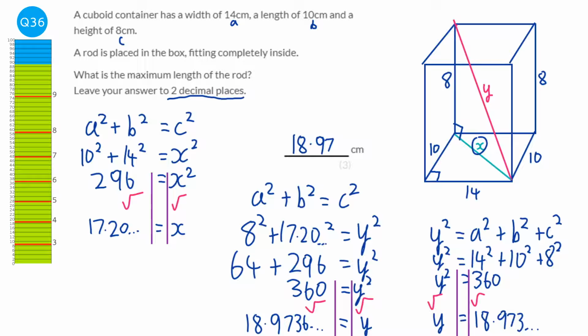So there's two different ways of doing that. Obviously this way is a lot quicker, but you have to just remember that if you've got 3 lengths on the cuboid and you'll ask for the diagonal, then this formula here can be a much quicker way of finding the answer.